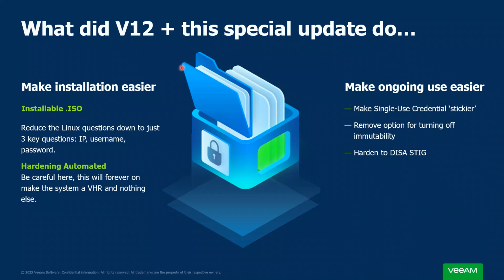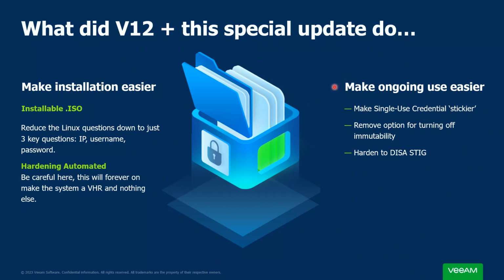So V12 makes this easier with the installable ISO. It breaks it down to 3 questions: IP, username, password. I guess it's actually 4 with the host name. And it does automate the hardening, and I want to emphasize this. Be careful, because this will forever on make that system a VHR. And just to clarify, the root system sudo only can do reboot and update afterwards.